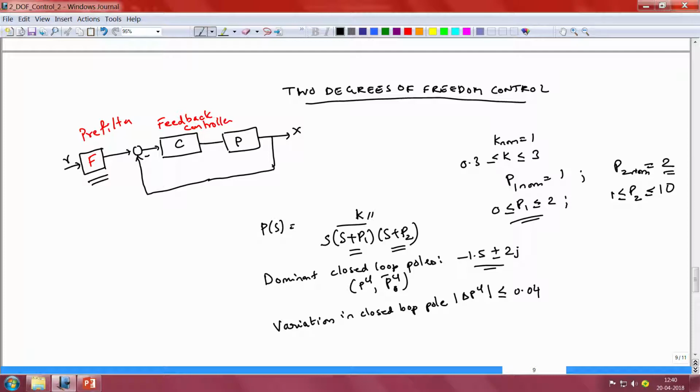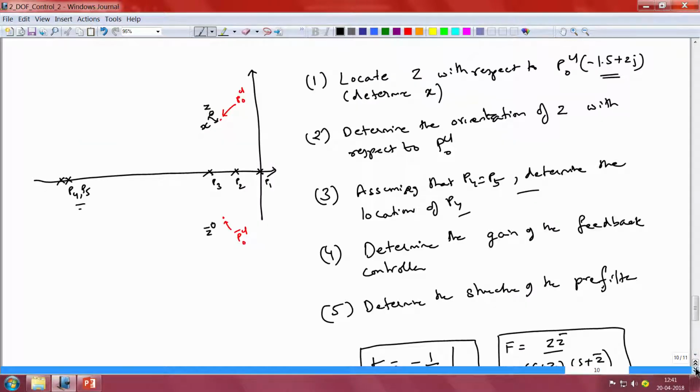So there is uncertainty associated with one pole, another pole, as well as the gain. Now how do we systematically design a 2 degree of freedom control system that achieves the specified amount of robustness in the face of the uncertainties that have been specified for the plant structure? The nominal position of the closed loop pole is still expected to be close to minus 1.5 plus minus 2j. So if we look at the steps in the design, the steps are all exactly similar to the ones that we have been looking at so far.